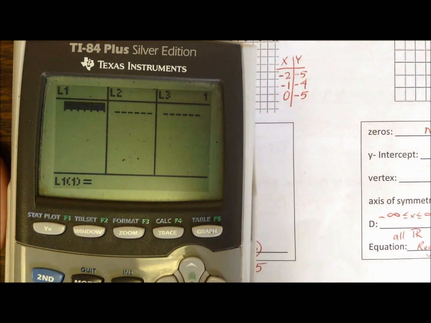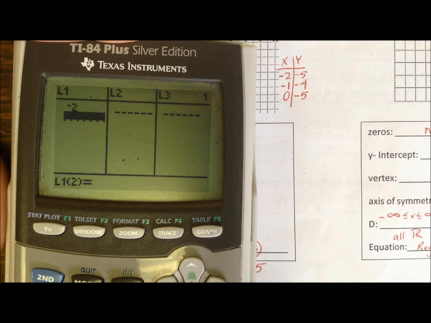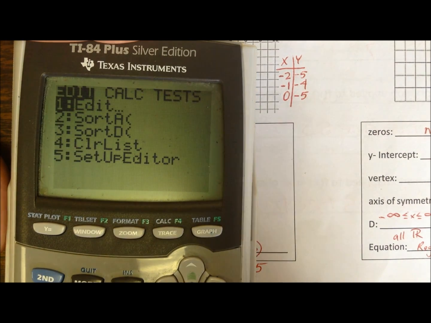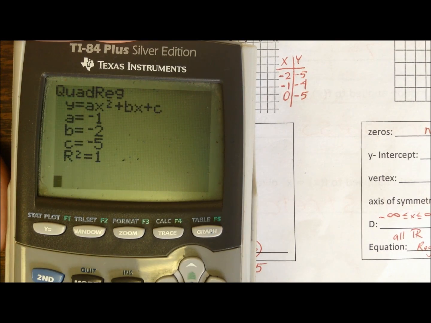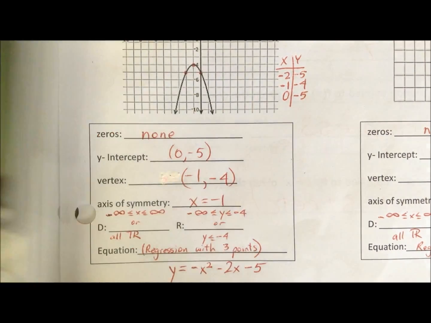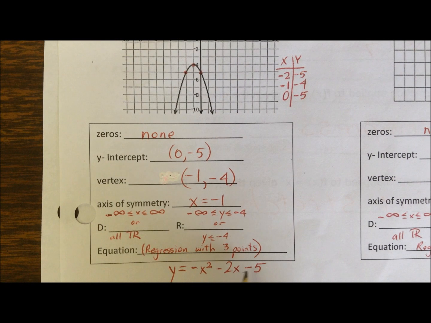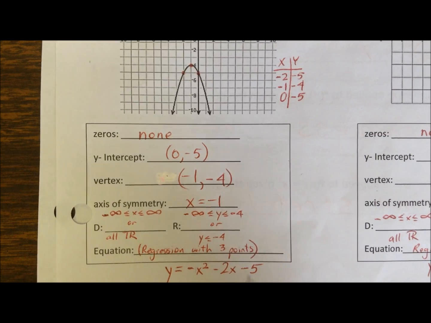Again, just using these 3 points right here, I go to my stat button, type in -2, -1, and 0 for my x values, and -5, -4, -5 for the y. It's stat, calc, and it's quadratic because of the picture. And we find A, B, and C, and so I simply transfer that to standard form. A is -1, B is -2, C is -5. There's my answer.